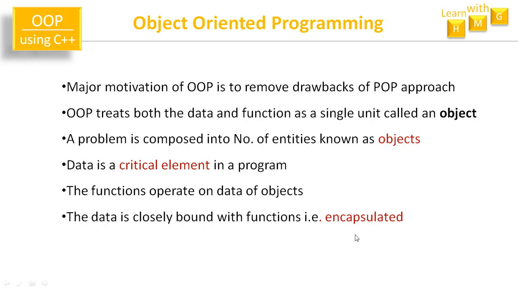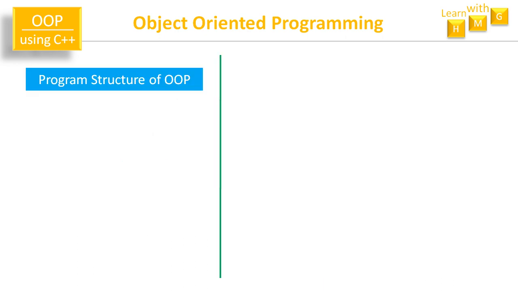The capsule is the thing which represents a protection or cover for a delicate thing, and that delicate thing is nothing but the data here, which is being protected from the external functions, meaning the functions outside the object. Now let us see the program structure of OOP.